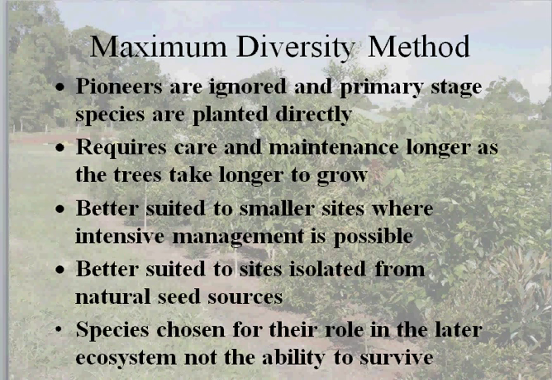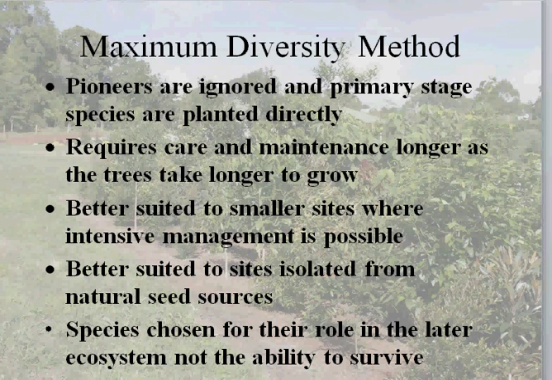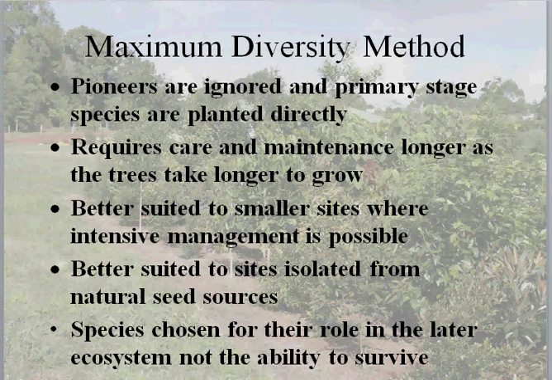So species are chosen for being the dominants in the original ecosystem rather than the pioneers. So the maximum diversity method is used in areas which are far away from a natural seed source, relatively small, and in areas where you can provide a lot of maintenance and care for the site. The maximum diversity method also requires that you do maximum cleaning up, as it were, of the site, so that the later successional stage species will not be eliminated by weeds and so on. So the maximum diversity method really does need a lot of site preparation.